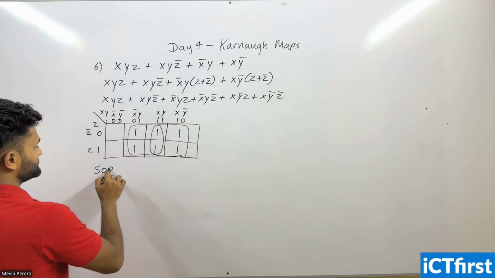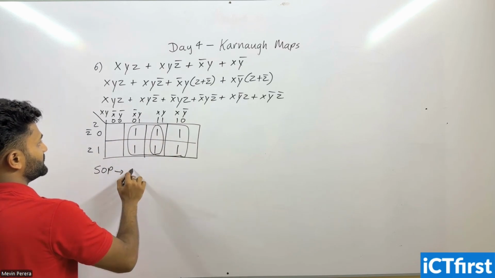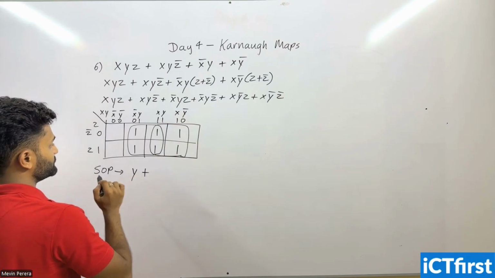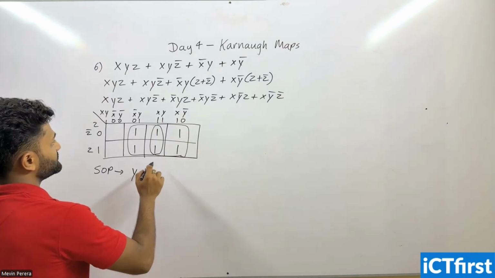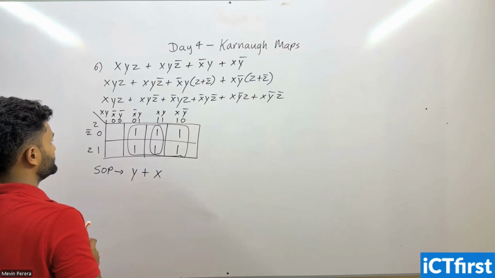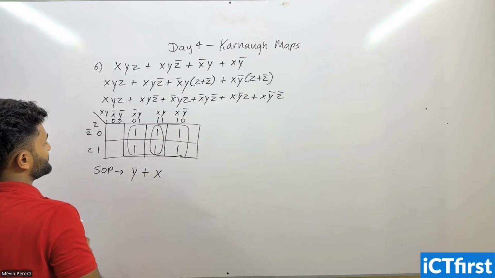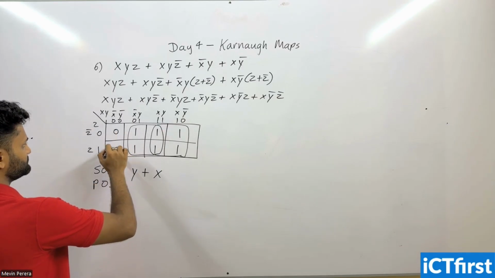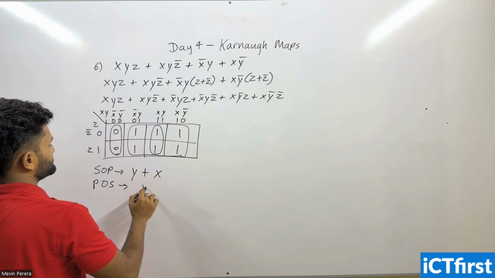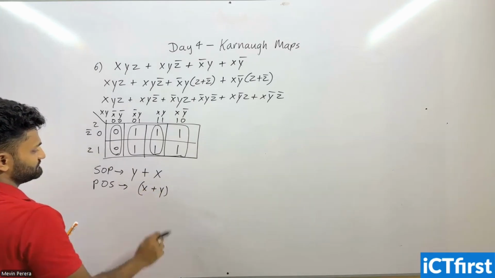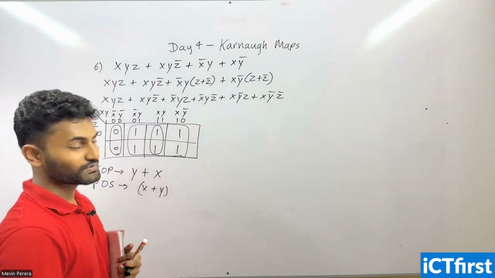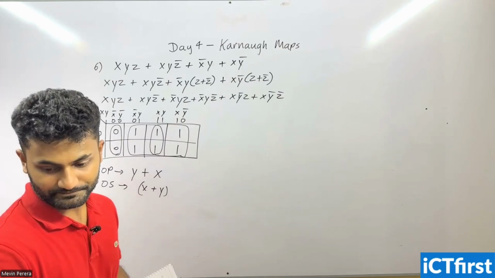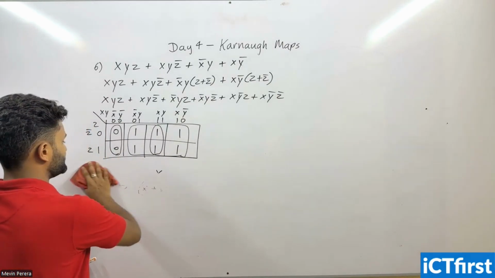So the SOP expression is: the common one is Y, and in the other group, here the common one is X. So this is the simplified expression. So that's the sixth one. For POS, you can also get the answer. That's 0, 0, right? So X plus Y, we are getting the same answer. Commutative, it's just swapping the two sides. So that's the answer. Let's move to the seventh one.